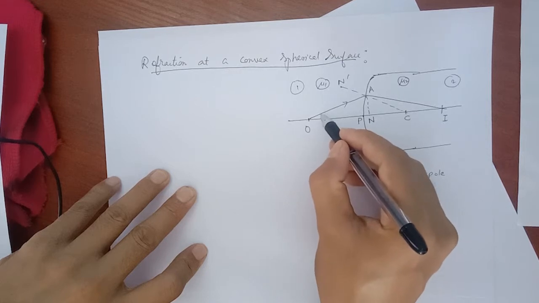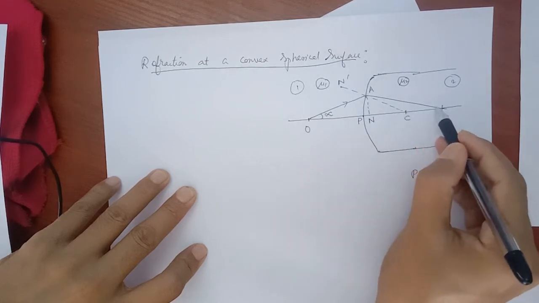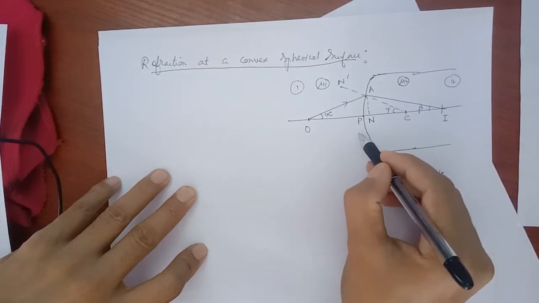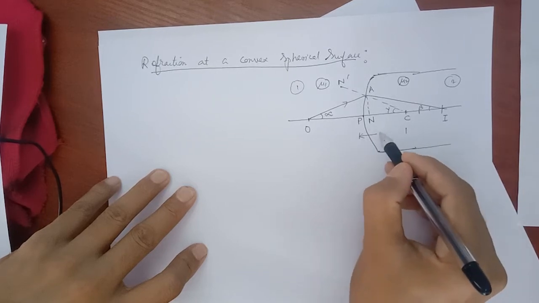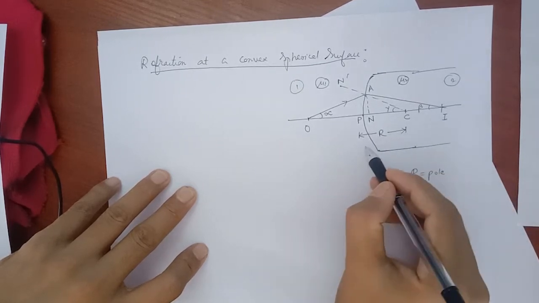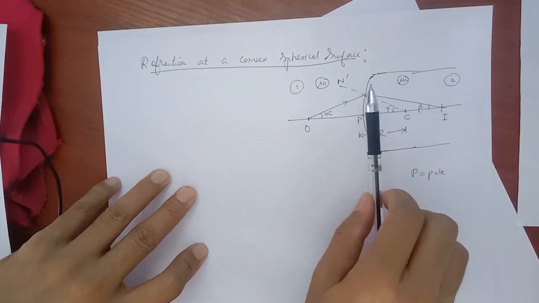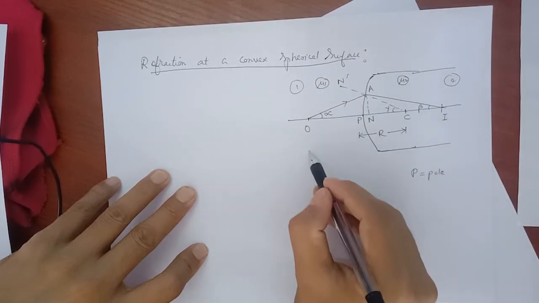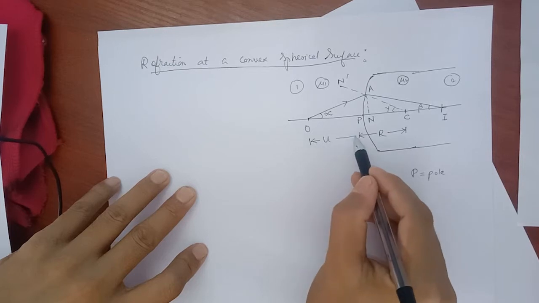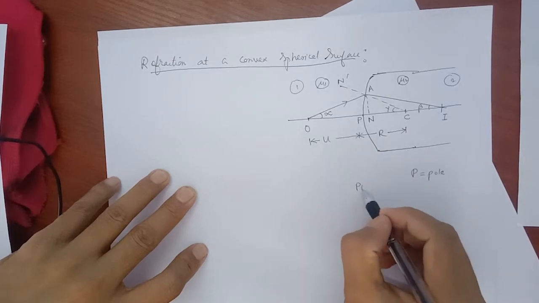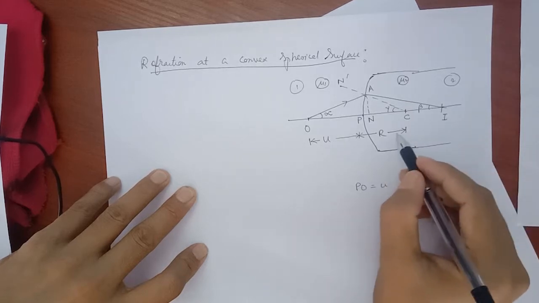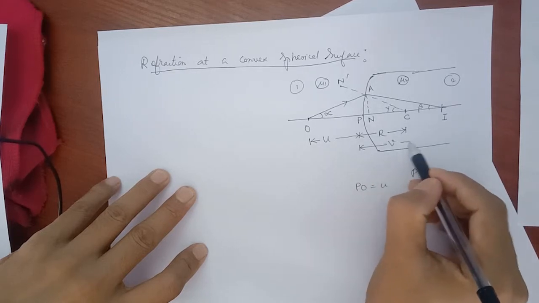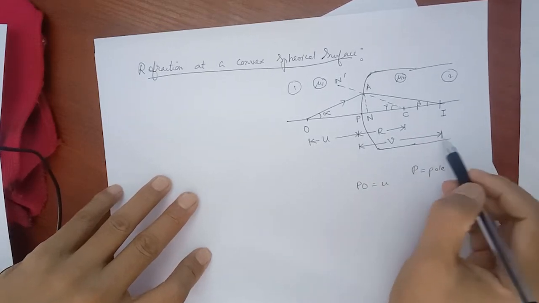The corresponding angles are alpha, beta, and this one is gamma here. The distance between the pole and the center of curvature we call the radius of curvature r. Remember, all the measurements should be started from the pole, like PC, PO, PI. O is the object, so object distance is u, PO is equal to u. Similarly, the image distance is measured from the pole, so this is called the image distance, v. Okay, this is the figure.